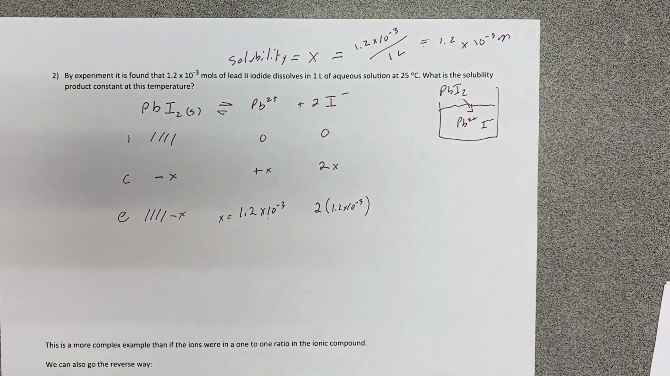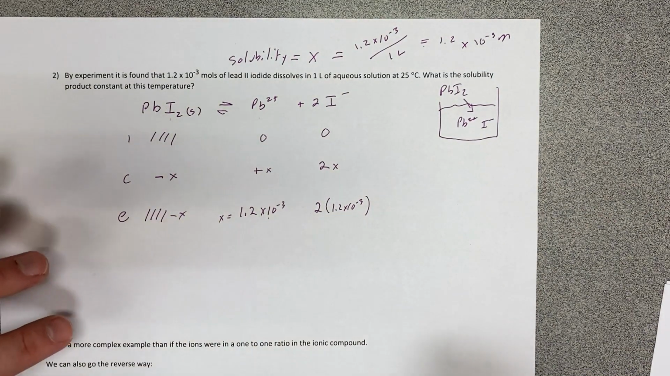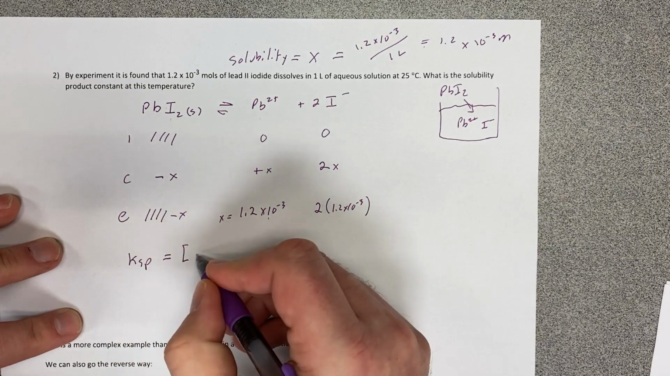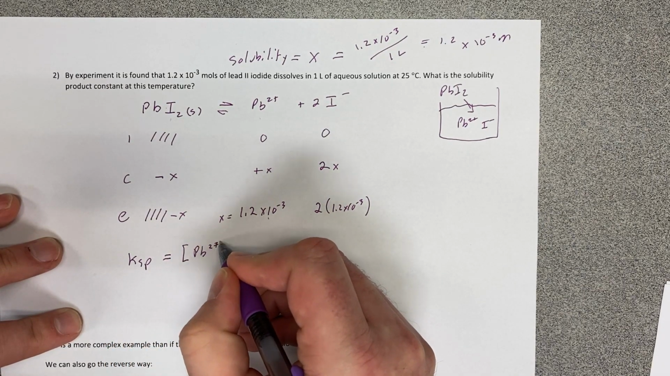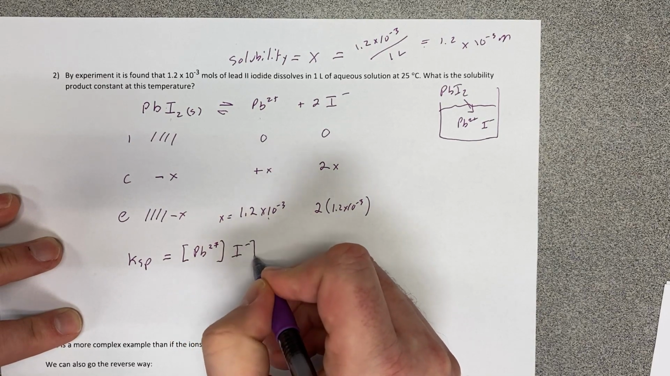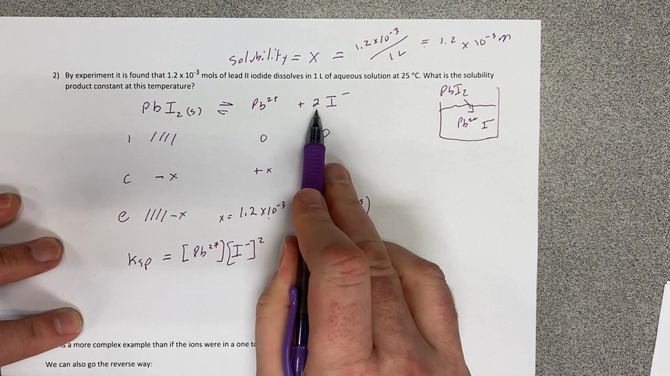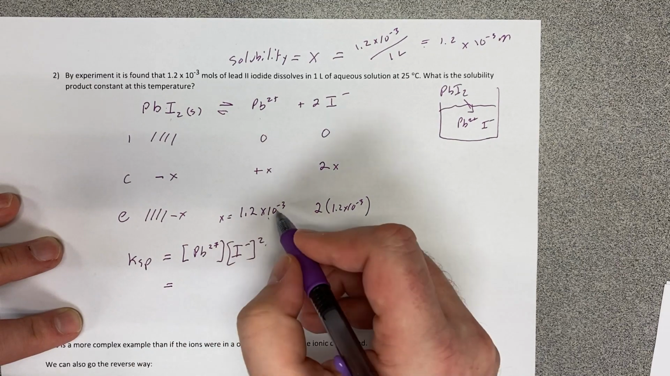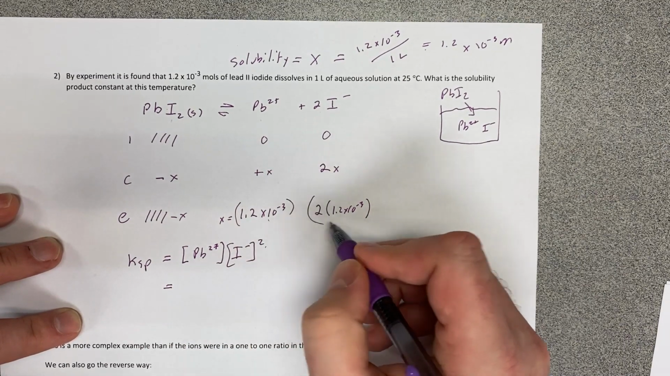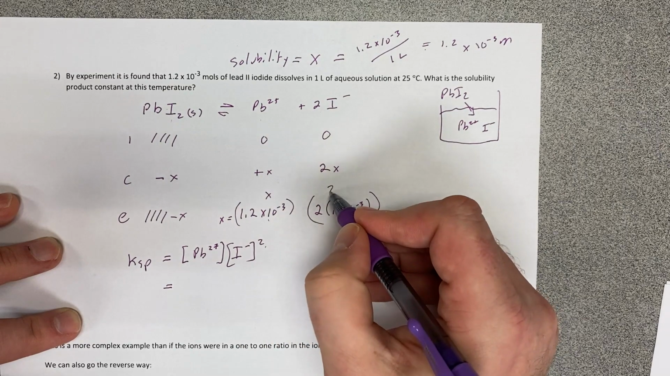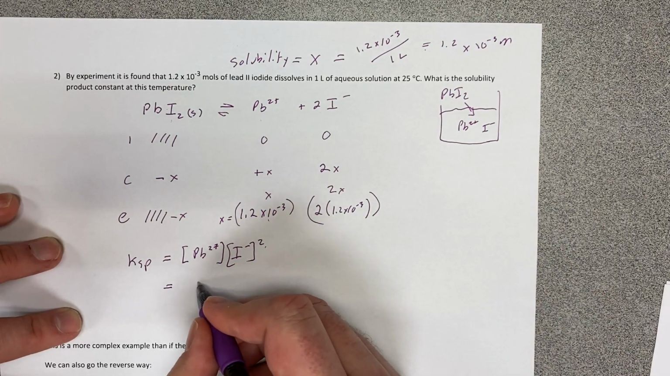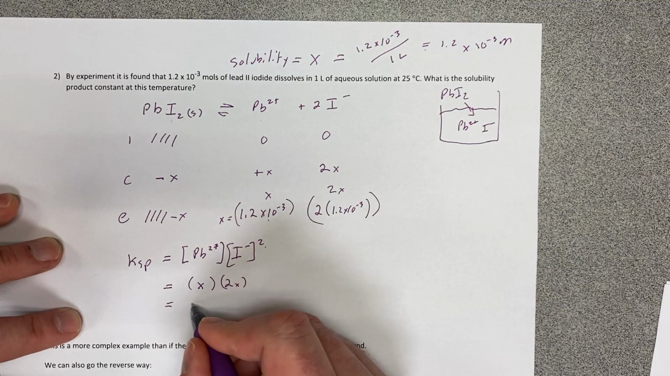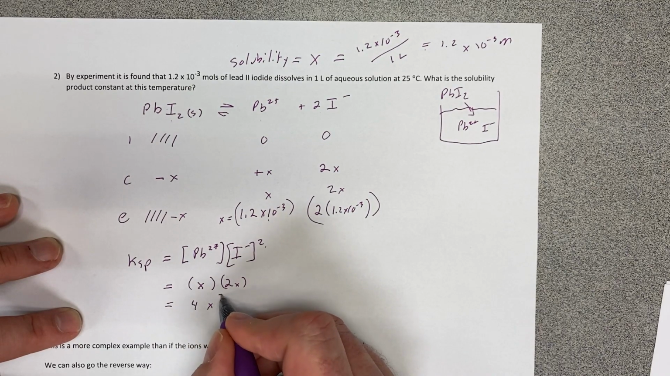Now, if you were just wanting to do a problem, you're like, I don't like putting numbers like that in here. Well, if we wrote our Ksp expression, which I should have done at the beginning, wouldn't our Ksp expression be Pb2 plus times I minus squared? And remember, we've gotten away from having to deal with coefficients, so be aware that this 2 comes right here. And when I actually plug in my values, let's pretend that we're not including this or this right now. We're just going to include the x and the 2x, and then we can plug it in if that makes it easier for you. I'll have x here, and wouldn't that be x times 2x? And if I do the math here, would that not be 4x cubed?